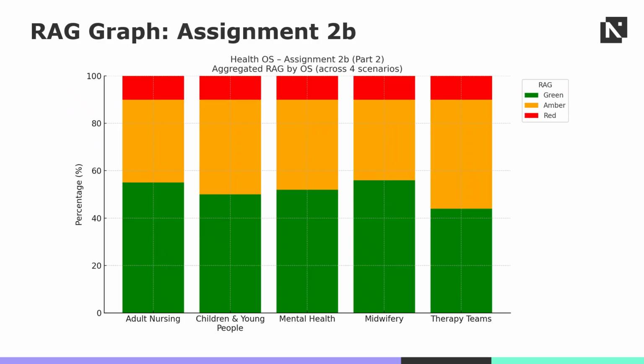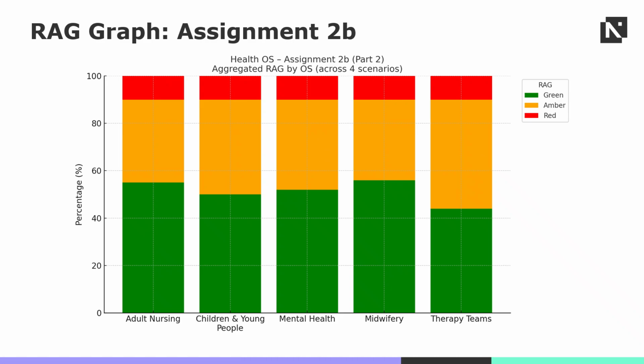So, like assignment 1, this graph shows the aggregated results for assignment 2B across the 5 health occupational specialisms. Adult nursing and midwifery lean mostly to secure performance with safe practice and confident use of procedures. Mental health shows strength in communication but more mixed performance in setting and justifying goals.